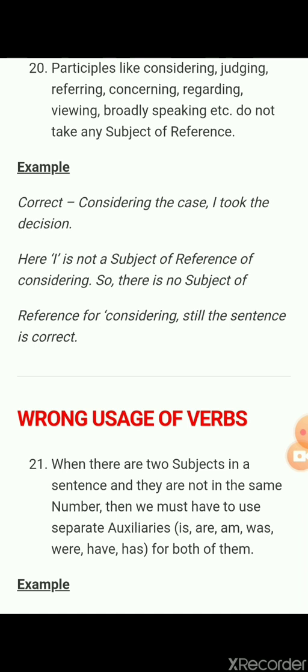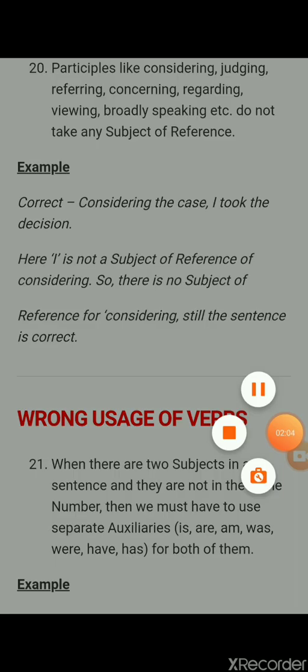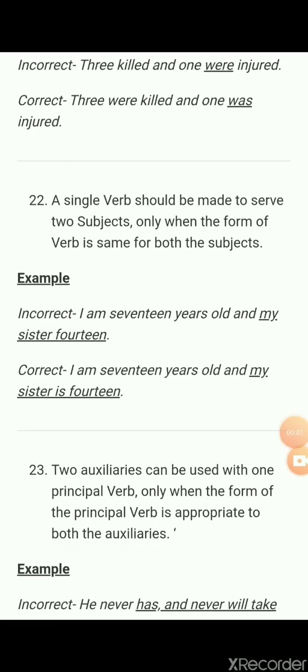Rule number 21. When there are two subjects in a sentence, I'm repeating, when there are two subjects in a sentence and they are not in the same number, meaning the first subject has a different number and the second subject has a different number, then we must use separate auxiliaries for both of them. We will provide separate auxiliaries or helping verbs for both of the subjects. Look at the example and it will be clear to you.